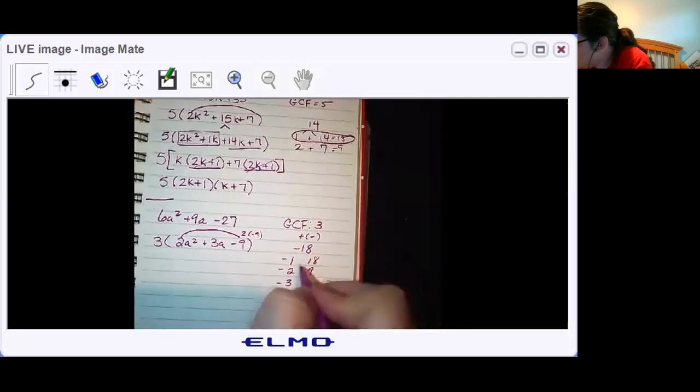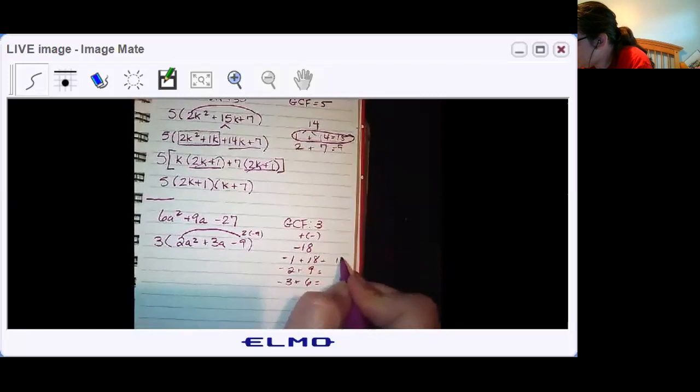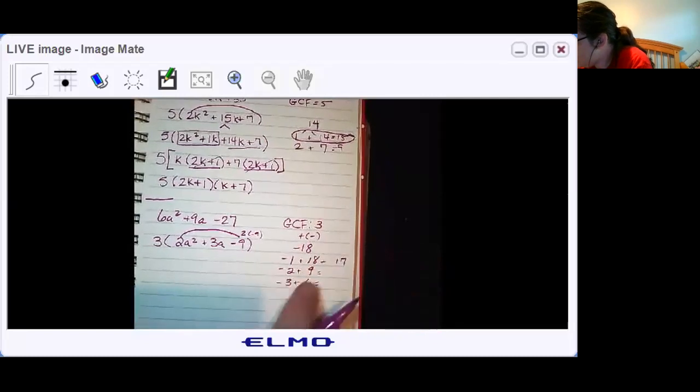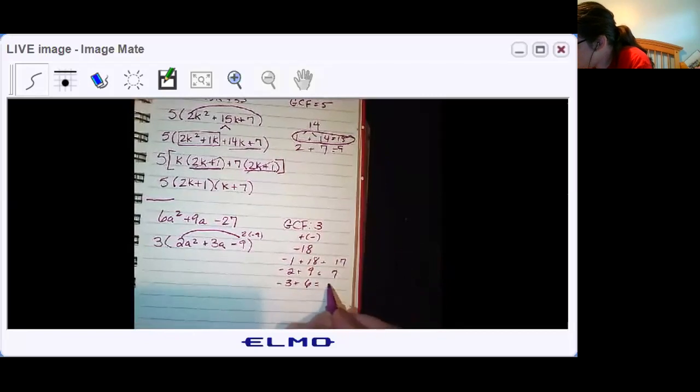Okay? Now if I check to see what they add up to, negative 1 plus 18 is 17. Negative 2 plus 9 is 7. Negative 3 plus 6 is 3. This is the one I want.